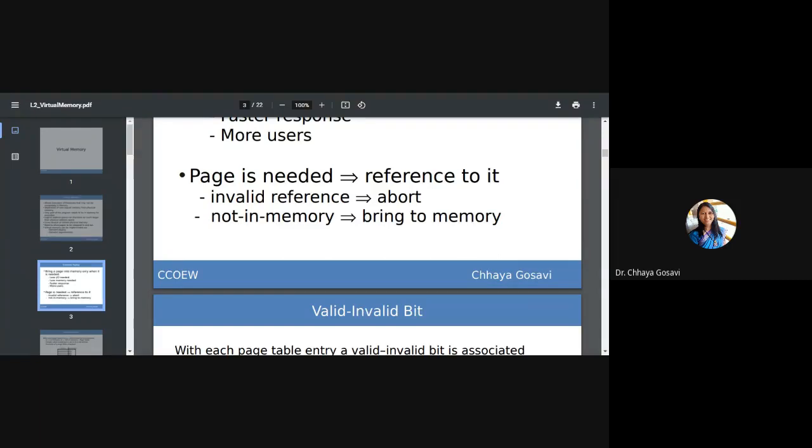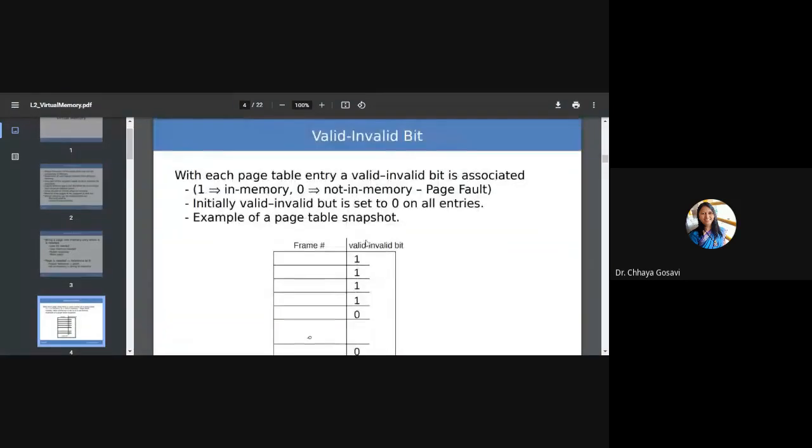If a page is needed, refer to it. If it is not in memory, bring it to the memory. But if it is an invalid reference, then abort. And we have seen the importance of the valid-invalid bit. One means the page is in main memory, and valid bit means the page is loaded in main memory, and 0 means the page is not loaded in main memory.